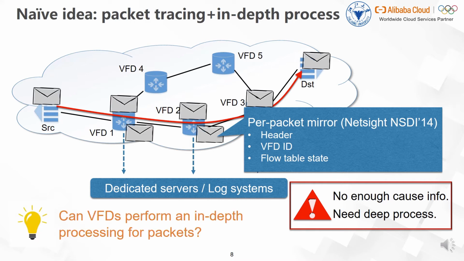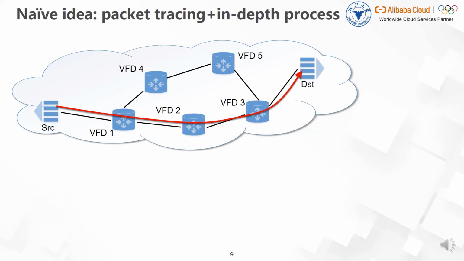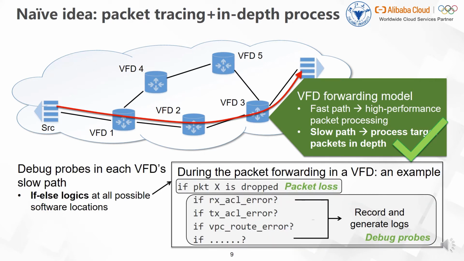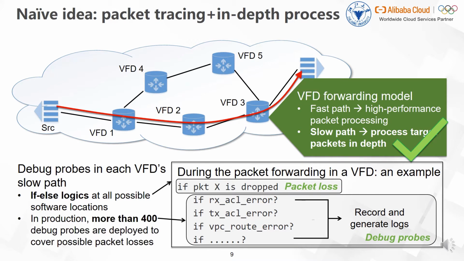However, such a design lacks a deep check of packets and cannot figure out the on-site forwarding conditions. So, can VFDs perform an in-depth processing for packets? Actually, the forwarding model of VFDs includes the fast path and slow path. The slow path can be used to process packets in depth. With this capability, we deploy many debug probes in the VFD slow path to extract the on-site forwarding condition of packets.